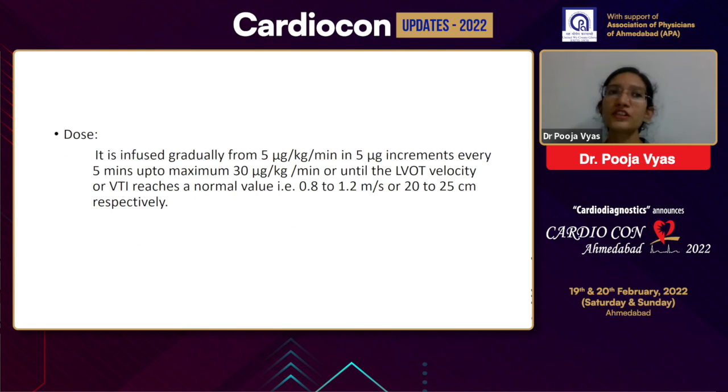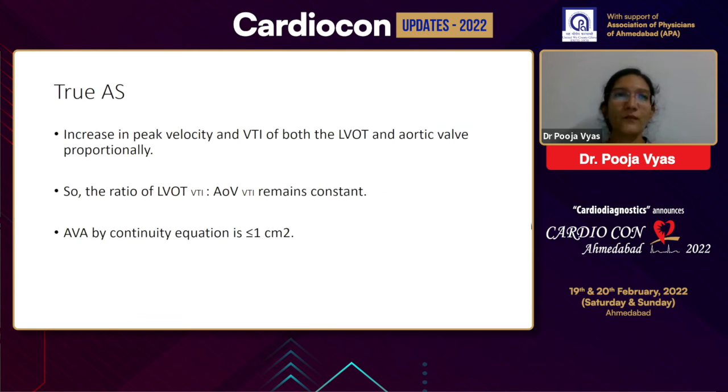The dose used for dobutamine stress echo: we should start from 5 microgram per kg per minute, with a 5 microgram incremental value every 5 minutes up to a maximum of 30 microgram per kg per minute, or until the LVOT velocity or VTI reaches the normal value, like until the LVOT velocities are between 0.8 to 1.2 meter per second, or VTI between 20 to 25 centimeter.